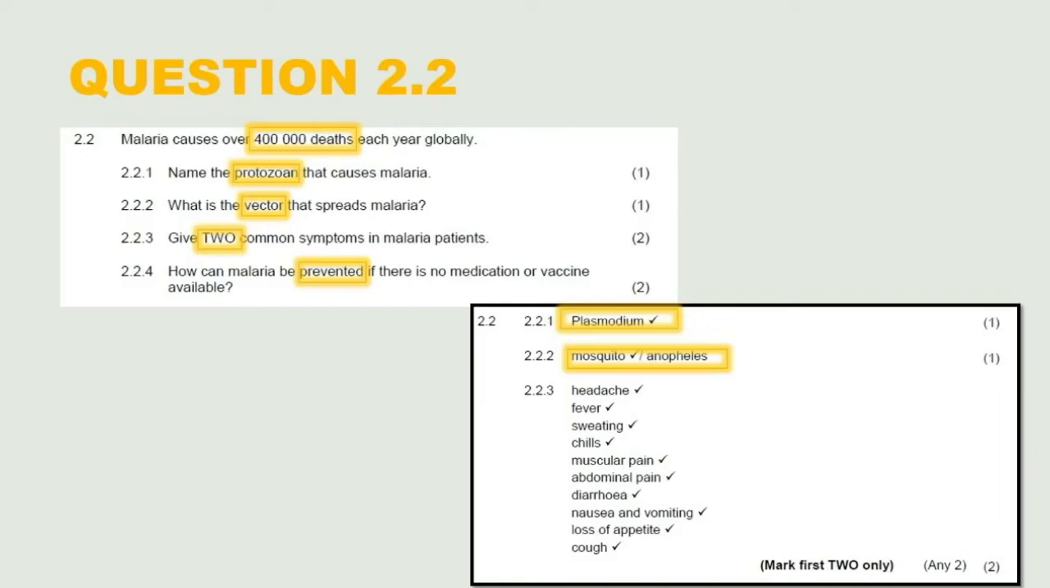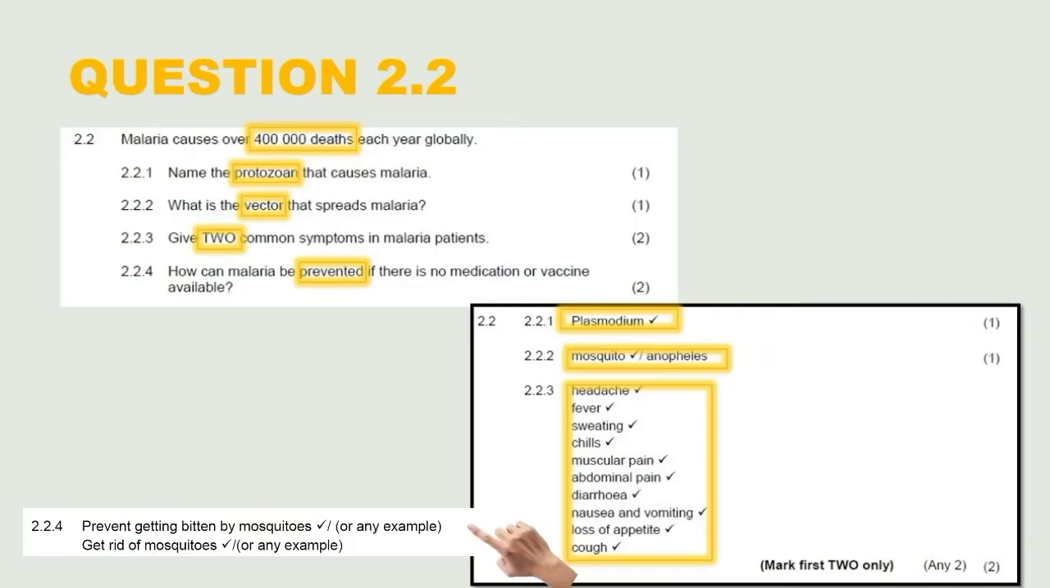2.2.3, we need to give 2 common symptoms in a malaria patient. These symptoms are very similar to flu, some of them, and also food poisoning. When you visit a doctor, make sure you tell the doctor that you've been in a specific malaria area so that he can understand the symptoms as well. Here you will see we have headaches, fevers, sweating or night sweats, chills, muscle spasms, abdominal pain, diarrhea, nausea and vomiting, a loss of appetite, and also coughing.